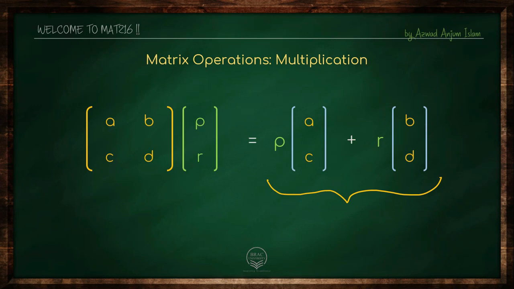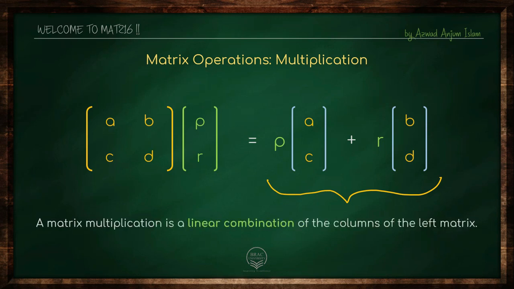So a matrix multiplication, just what we saw here, this matrix multiplication is a linear combination of the columns of the left matrix, and the columns of the right matrix is going to determine how many times I'm going to take each column of the left. For example, in here, P is telling me that I have to take the first column P times, and R here is telling me that I have to take the second column R times.